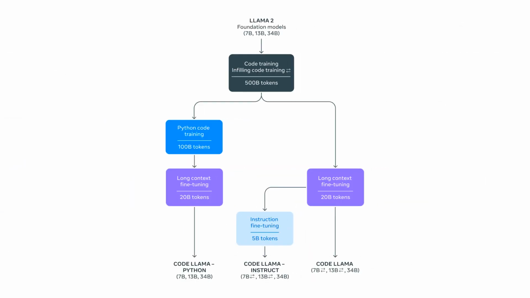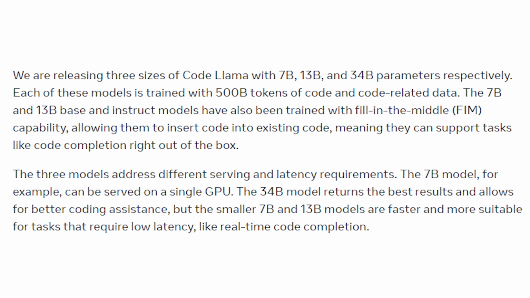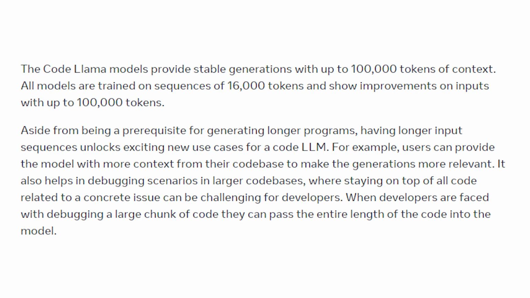Meta offers three distinct versions: a foundational Code Llama, a Python specialized edition, and the instruction-focused Code Llama Instruct, making it a comprehensive tool for a myriad of coding needs. Developed from the innovative Llama 2, Code Llama underwent further training to specialize in code, positioning itself as one of the premier publicly available LLMs for coding tasks. It's available in three sizes, 7 billion, 13 billion, and 34 billion parameters, tailored for different server and latency requirements. But what's truly impressive is its ability to generate content with up to an astounding 100,000 tokens of context.